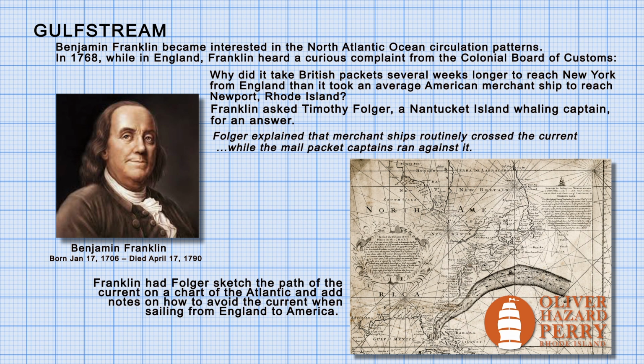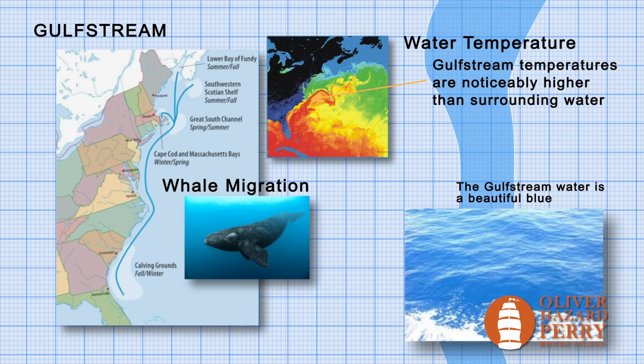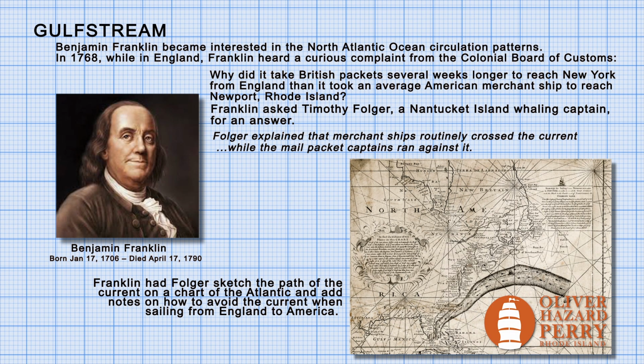Folger explained that merchant ships routinely crossed the current, which was identified by whale behavior, measurement of the water's temperature, and changes in the water's color, while the mail packet captains ran against it. Franklin had Folger sketch the path of the current on a chart of the Atlantic and add notes on how to avoid the current when sailing from England to America.